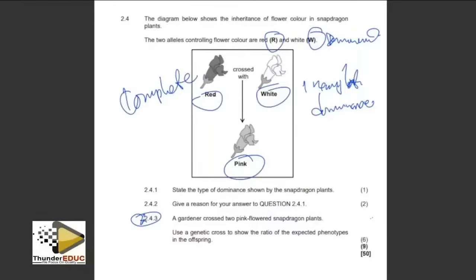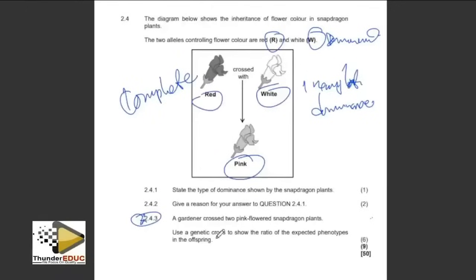They're saying a gardener crossed two pink flowered snapdragon plants. Using the genetic cross, show the ratio of expressed phenotypes in the offsprings. Now, remember I told you that the first thing you need to do is to write P1, F1. But in this case, they crossed two pink. Pink is found on the second generation. Therefore, it won't be P1, F1. It will be P2, F2. In most cases, students lose that mark. If it is the second generation, then you say P2, F2. If the first generation, then you say P1, F1.